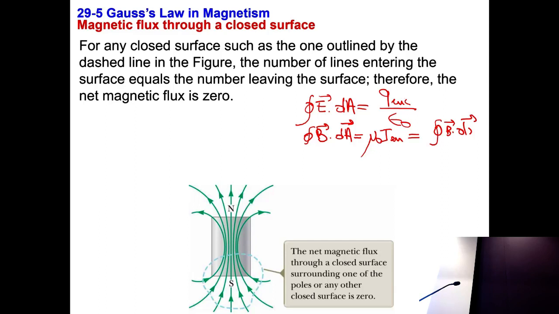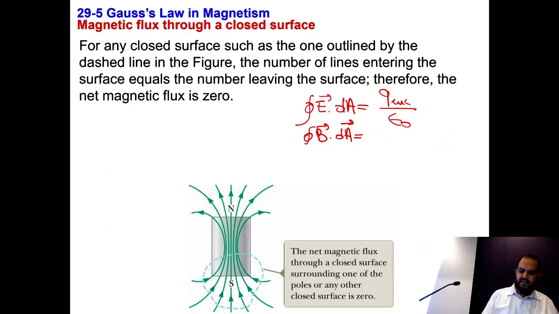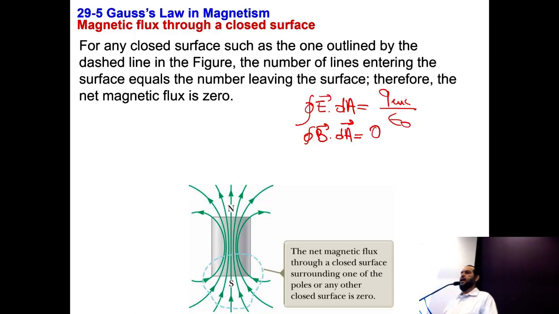Flux is 0. Hopefully you will not forget that. So Gauss's law for a magnetic field gives you 0. If you integrate over a closed surface, not an open surface, you get 0. If you integrate over an open surface, you get a flux.